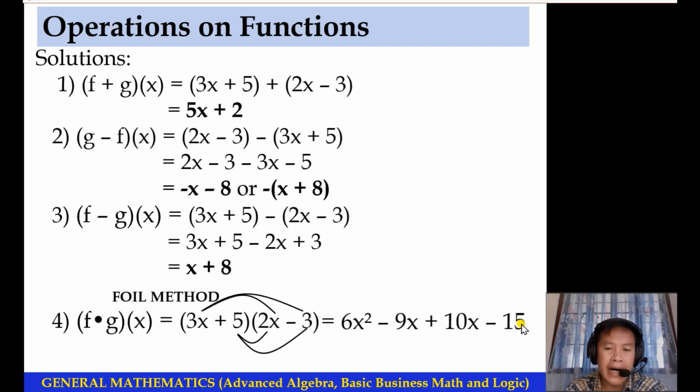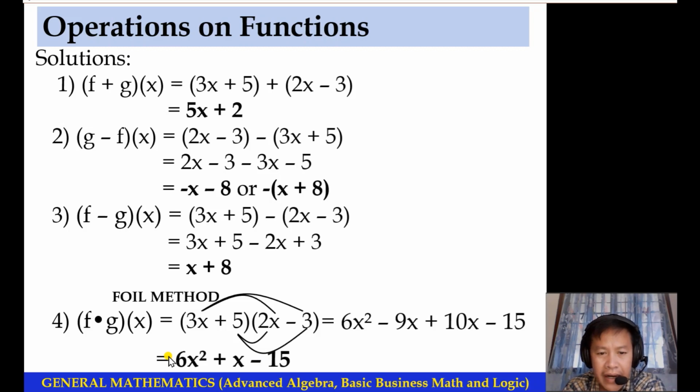Then you are going to combine the similar terms. Take note, quadratic term is only one. What you need to do is to copy automatically the quadratic term. And what you need to combine is the linear terms because you have two linear terms. You have negative 9x and 10x. What you need to do if the two similar terms have different signs, you are going to subtract the coefficient. Therefore, 10 minus 9 is equal to 1. So you have a 1 numerical coefficient here, but it is no longer written. Okay, then copy the common variable x, and this is it.